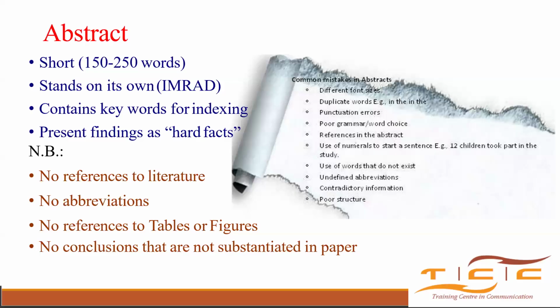Then there's no reference to tables or figures in the abstract. I don't want to see Table 3 or Table 4 below in the abstract. No, that is not in the abstract. Here we are presenting these things as hard facts. And also in the abstract, I don't want to see conclusions that are not substantiated in the paper. My mentor calls them political conclusions.